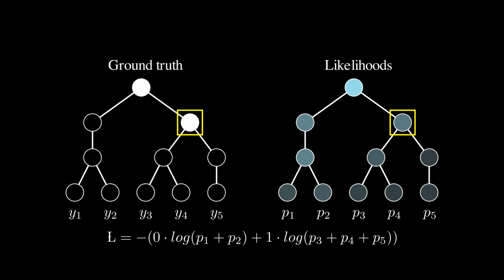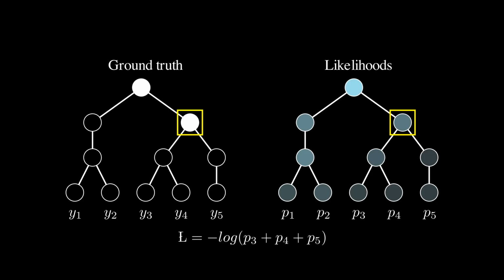Another possible approach would be computing the softmaxes from the top to the bottom. In this case, the likelihoods of the set of children of each node would sum to 1.